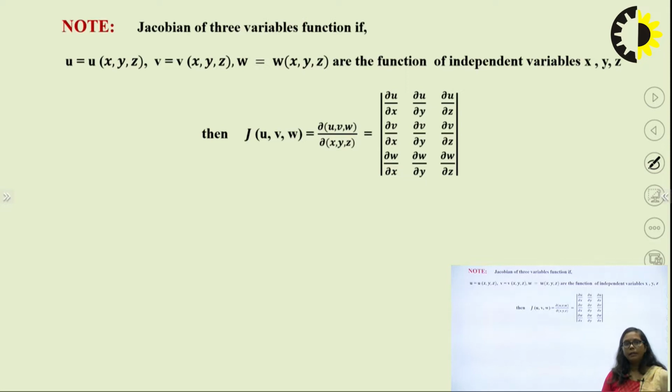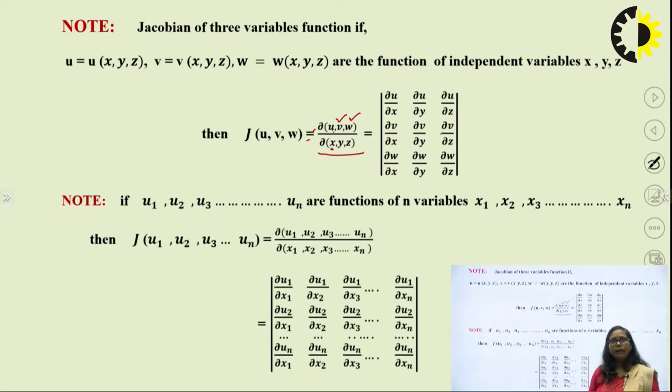In the previous slide, we have just seen how to write the Jacobian of a function of two variables. It can be extended for three variables also. Jacobian for a three variable function means if u is a function of x, y, z, v is also a function of x, y, z, and w is also a function of three variables x, y, z, then the Jacobian of u, v, w with respect to x, y, z is as follows. In the first row, we take u and its partial derivatives with respect to x, y and z: del u by del x, del u by del y and del u by del z. In the second row, we have the second variable v: del v by del x, del v by del y and del v by del z. The third variable is w. Take its partial derivatives with respect to x, y, z and put it in the third row. So, this is the Jacobian of three variables.